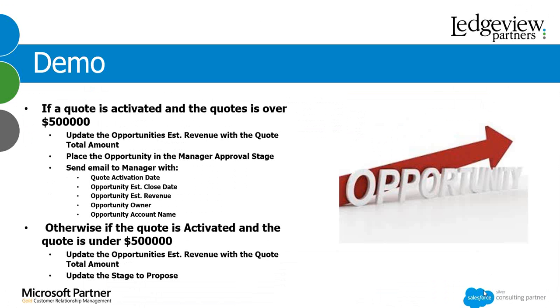But along with this, we're going to add this otherwise statement. So otherwise, if the quote is activated as well, but the quote is under $500,000, all we're going to do is update the opportunity with the estimated revenue with that quote total amount, and then update the stage to propose. Thus, for any reason you have a quote that was over $500,000, and then at any point you need to revise that quote and drop it under $500,000, it'll change the dollar amount, but it will also change that stage from manager approval back to propose.